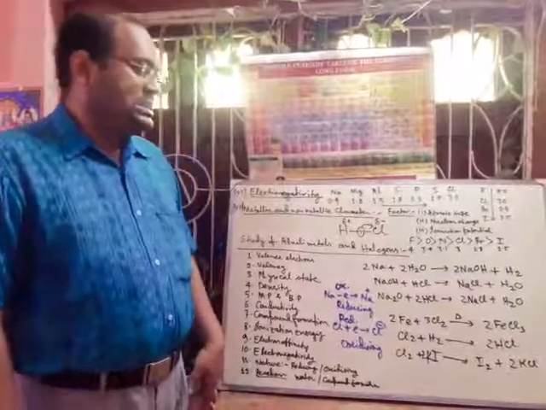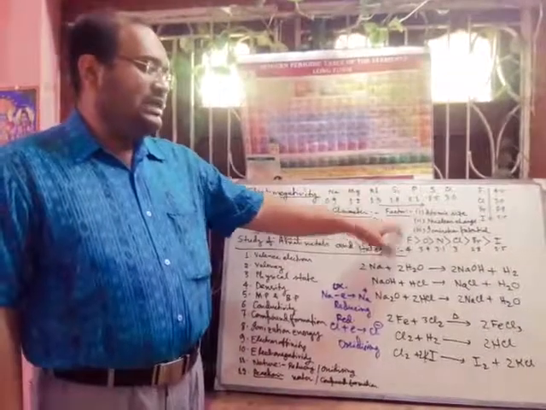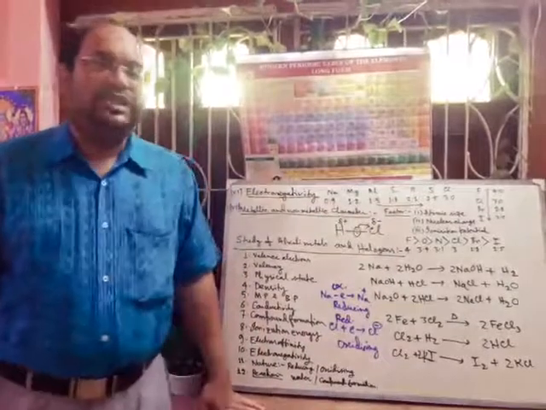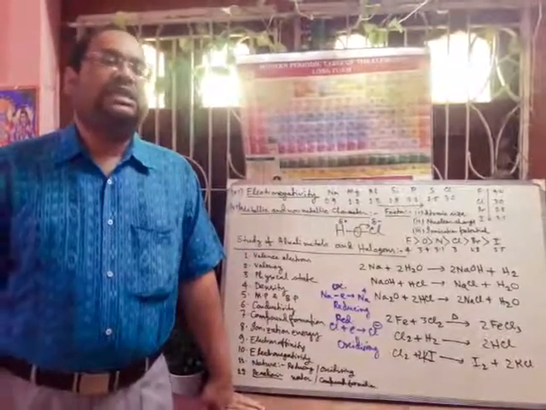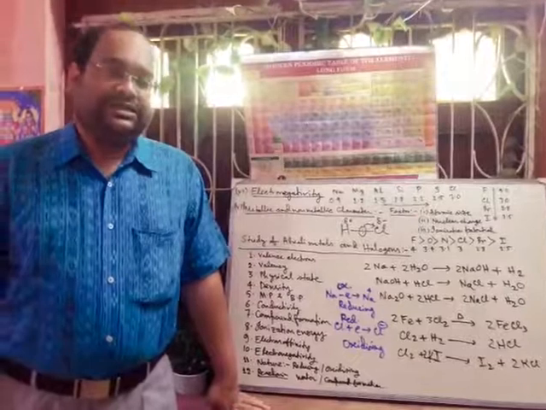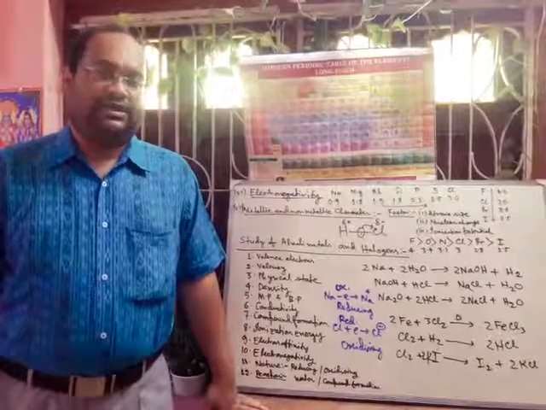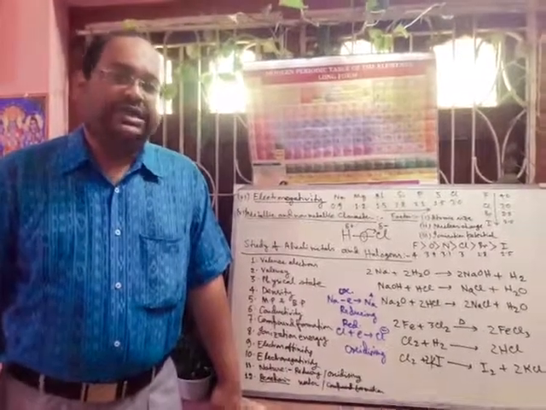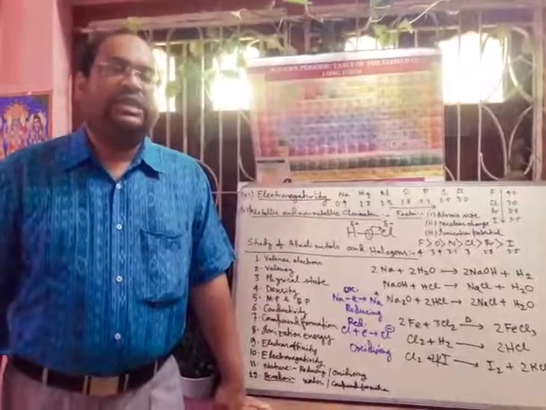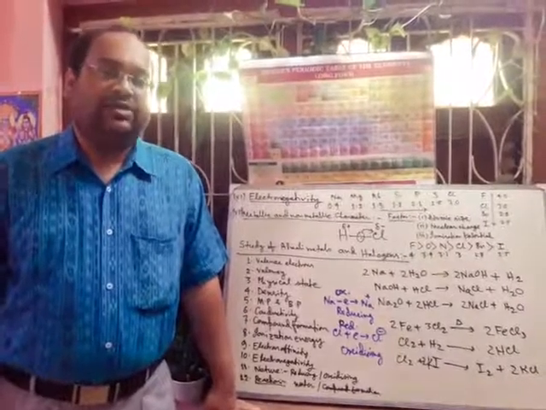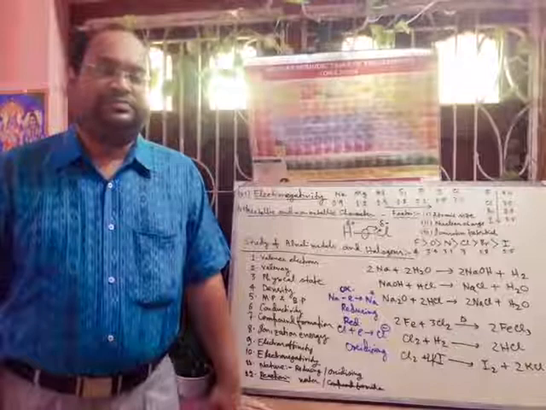Now these metallic and non-metallic characters depend on two factors. One is ionization potential, another is atomic size. If we increase the ionization potential, metallic character will decrease, but non-metallic character will increase. And if we increase the atomic size, the metallic character will increase, but non-metallic character will decrease.